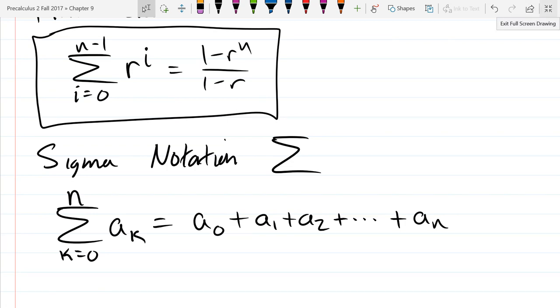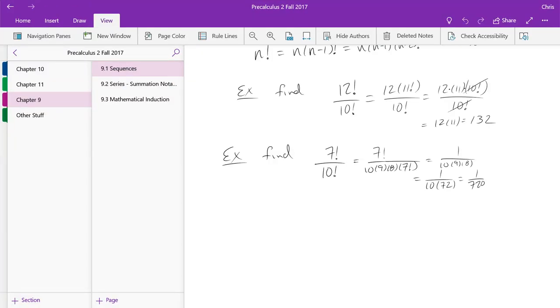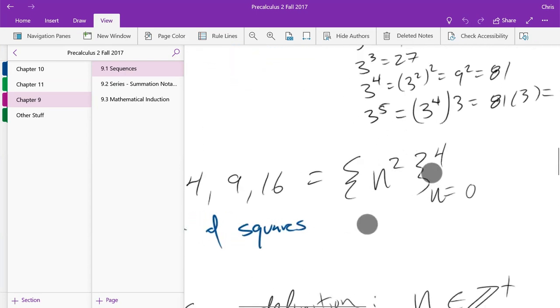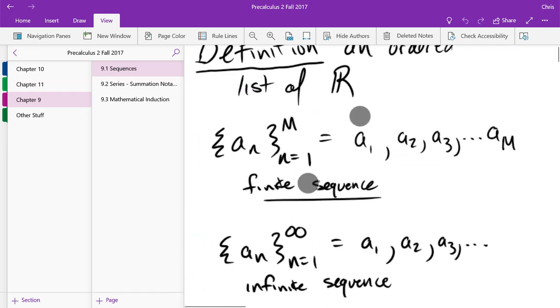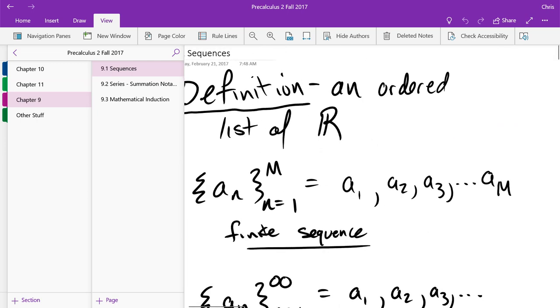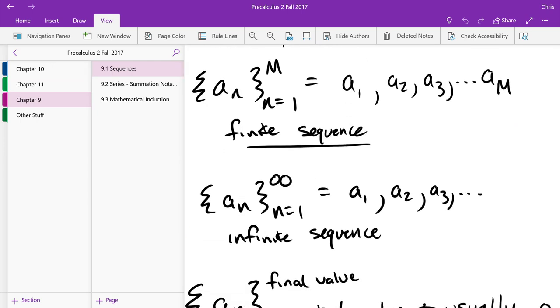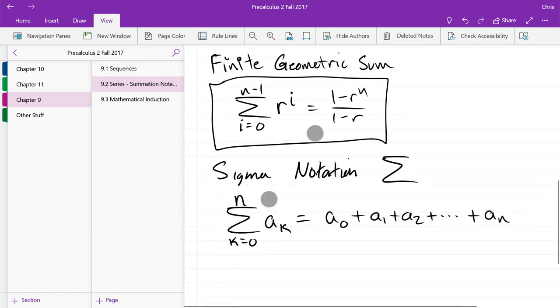So I'm going to go really fast back to sequences and show you that it's really similar. It's almost the exact same as the notation at the top of the board there. The only difference is instead of using the curly brackets, you're using that sigma, but it still has the initial value at the bottom, the final value at the top, and you just increase by one going down. The only difference is you got plus, plus, plus instead of commas. All right, so that's sigma notation.